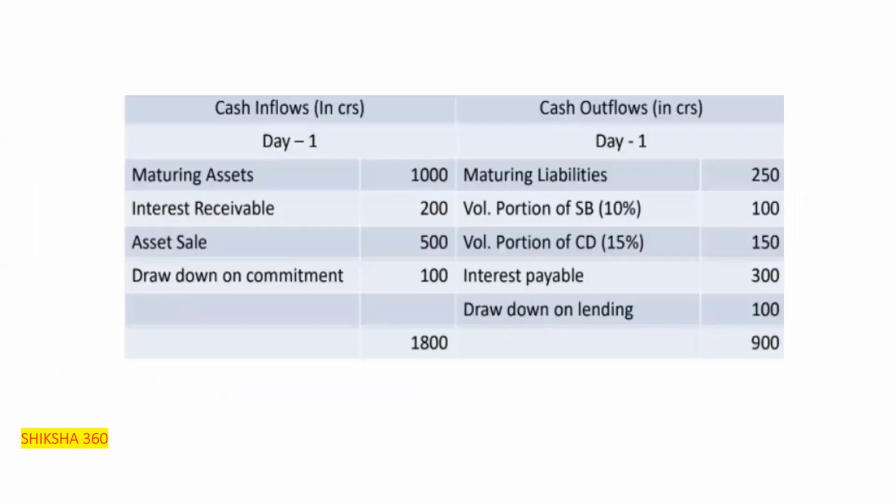So let's discuss one example here. That is the cash inflows, basically in crore, and cash outflows. This is the maturity ladder concept.